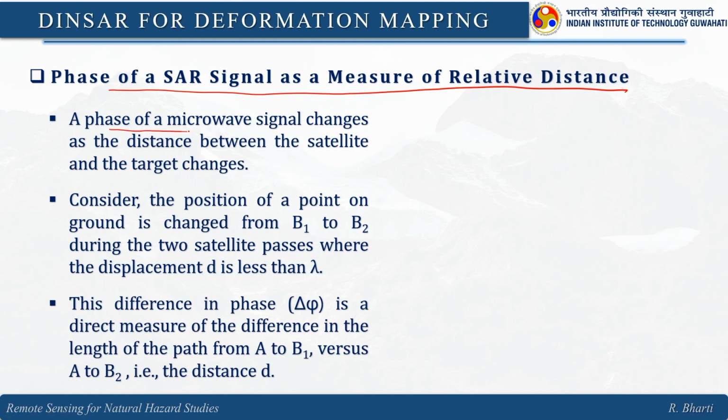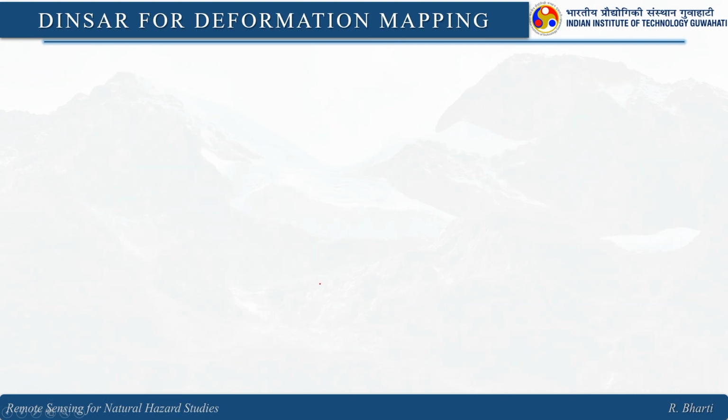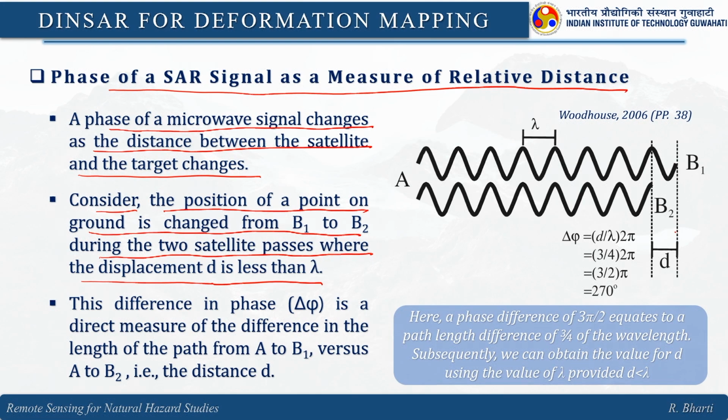A phase of a microwave signal changes as the distance between the satellite and the target changes. Consider the position of a point on the ground is changed from B1 to B2 during the two satellite passes, where the displacement d is less than lambda, right. So, here you can see this is B1 and this is B2, and the difference between these two is d.